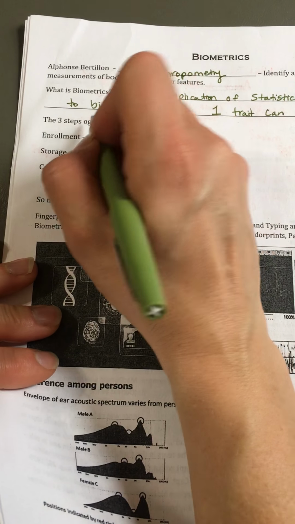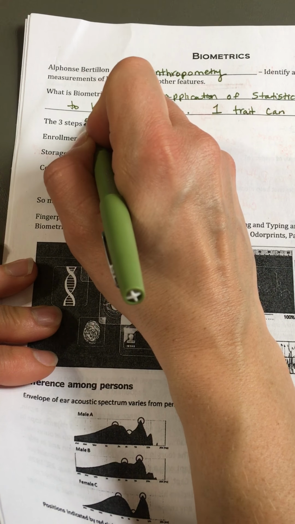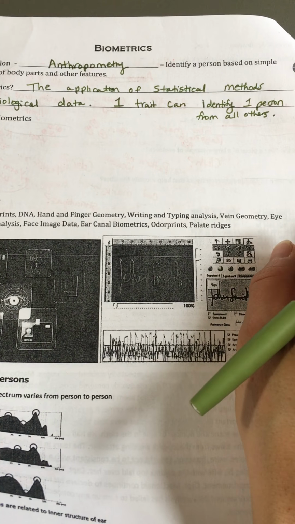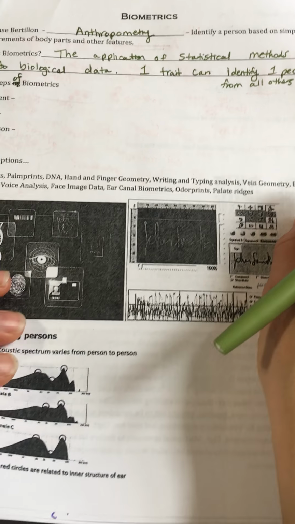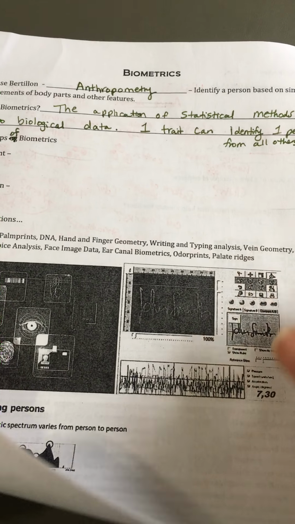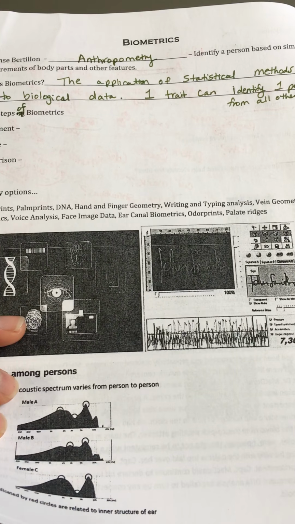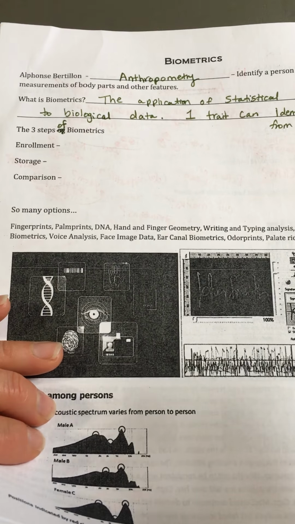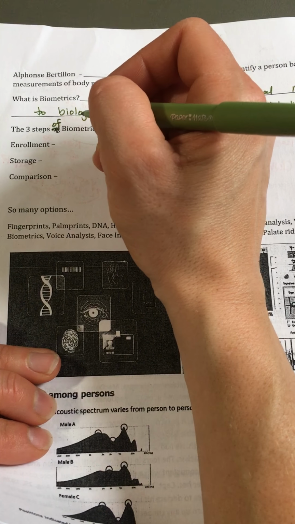So the 3 steps of, this is supposed to be of, I never noticed that before. The 3 steps of biometrics. Sorry, let's see if I can get, my phone is literally balanced on a water bottle, so it's really not ideal. But we're going to make it work, especially for today.